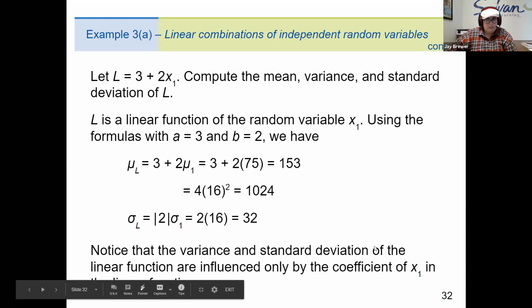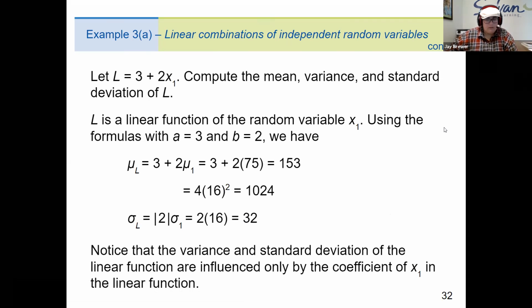Notice that the variance and standard deviation of the linear function are influenced only by the coefficient of x sub 1. In the linear function, okay? Again, this will make way more sense to you when you're going through your homework.